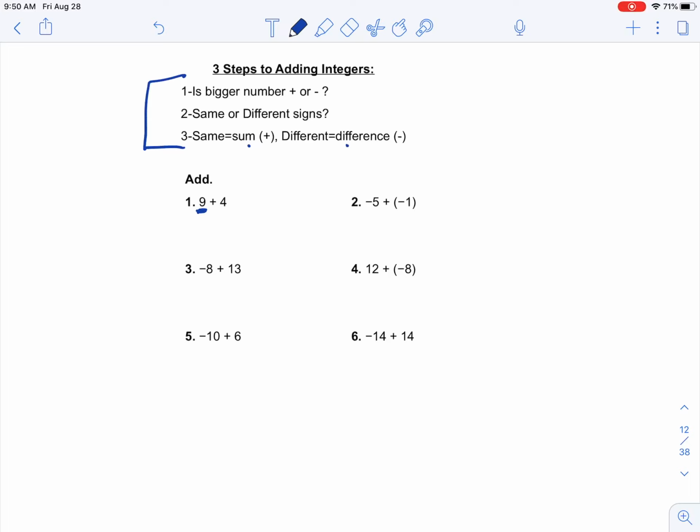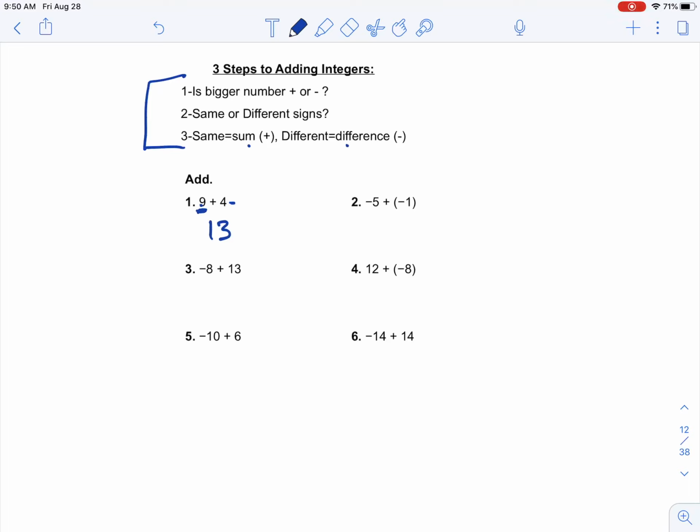What that tells you is, is your answer going to be positive or negative? If the bigger number is positive, then your answer will be positive, and if your bigger number is negative, then your answer will be negative. Okay, next question is, do they have same or different signs on them? Well, as you can see, they are both positive numbers, so they have the same signs. When they are the same, we find the sum of those 2, which would give us that positive 13.